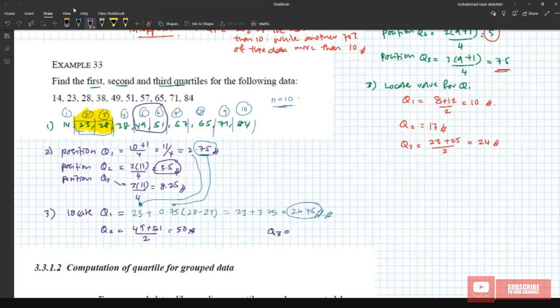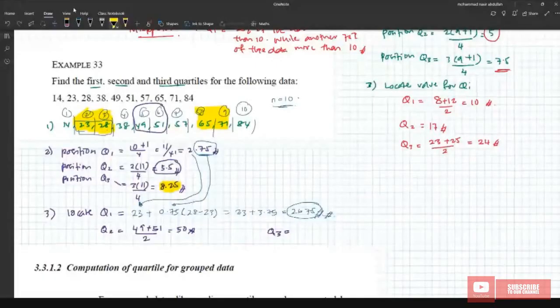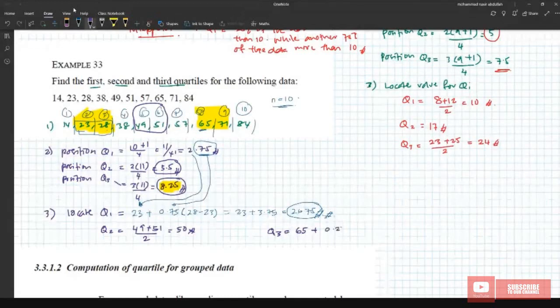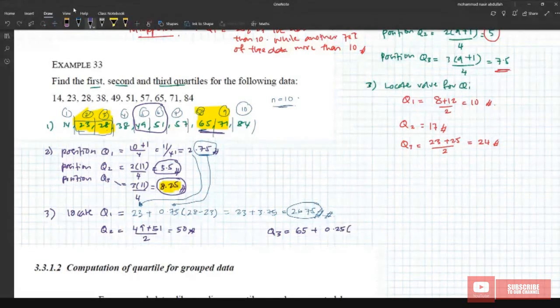So this one, the position is 8.25. So 8.25 is between 65 and 71. So position number 8 is 65. So you letak 65 dulu. Plus, so di belakang ni position dia 0.25. So 0.25 multiply with the difference between 71 and 65. So 71 minus 65. So this one should be equal to 66.5. So this is how we calculate quartile number 3.